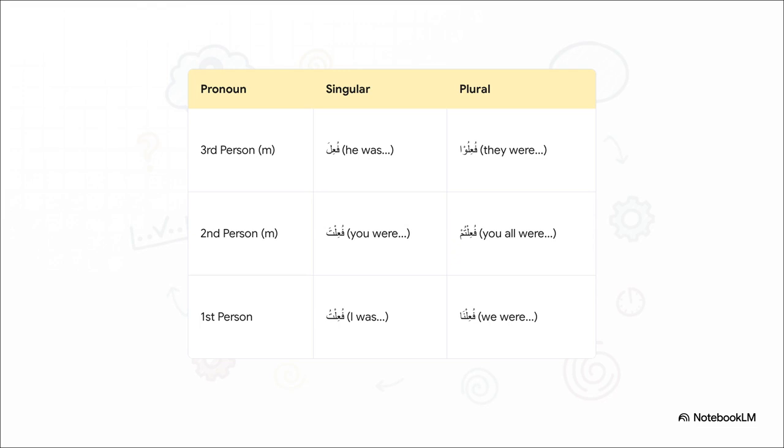And of course, just like any good Arabic verb, this passive form can be fully conjugated for he, they, you, we, all of them. But the great news is that all 14 of these conjugations follow that same beautifully simple root pattern we've been talking about. Once you know the base pattern, you can apply it to any pronoun you need.